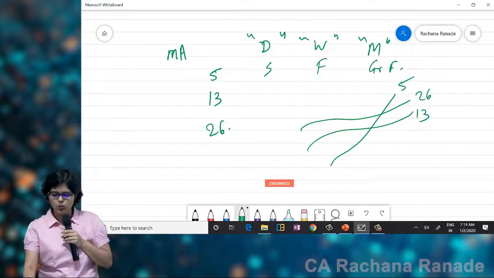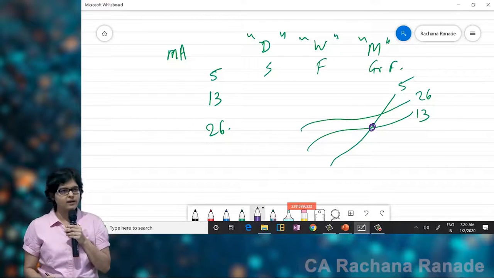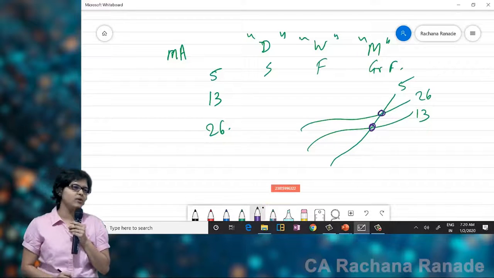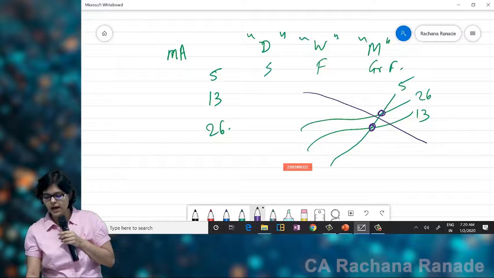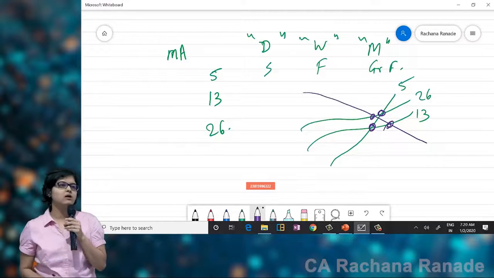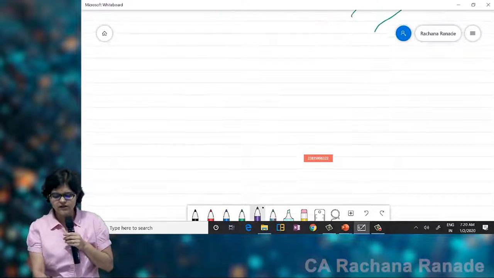This is bullish. Which type of call do you get here? Anticipatory buy. And which type of call do you get here? Confirmatory buy. And if it is cutting from the reverse direction like this, this is an anticipatory sell. This is a confirmatory sell. Correct? So this was about moving averages.